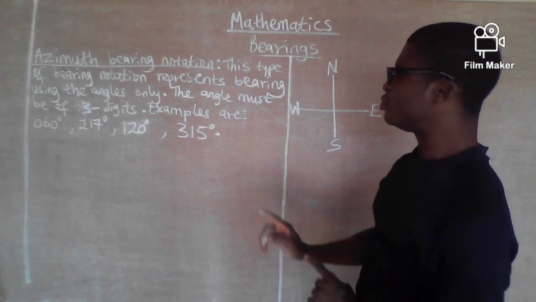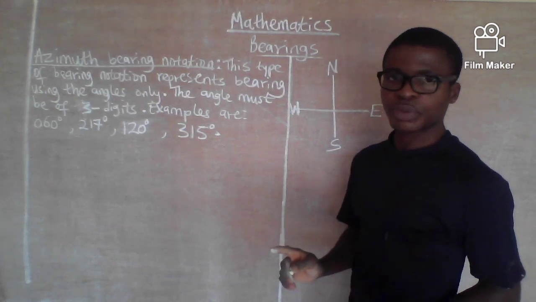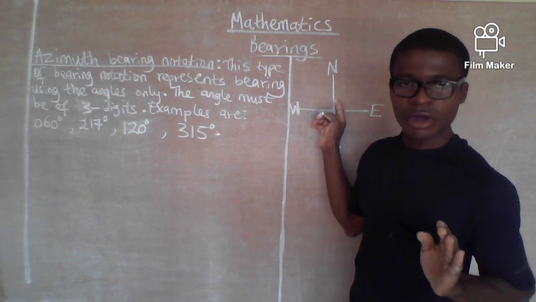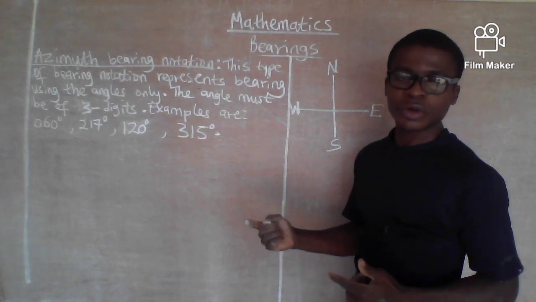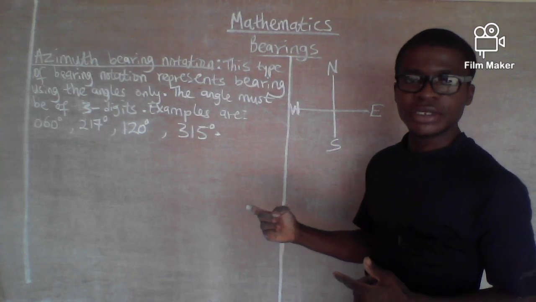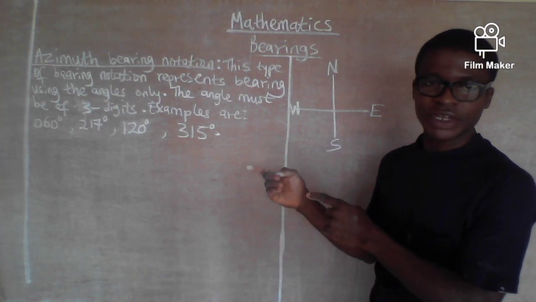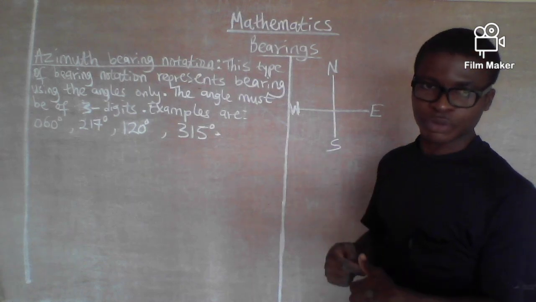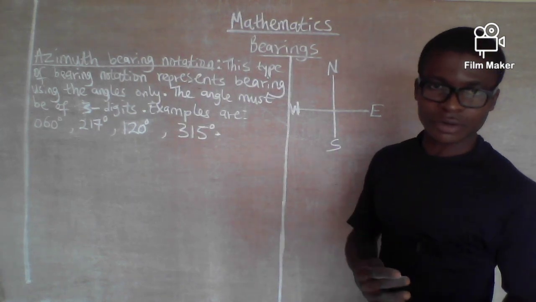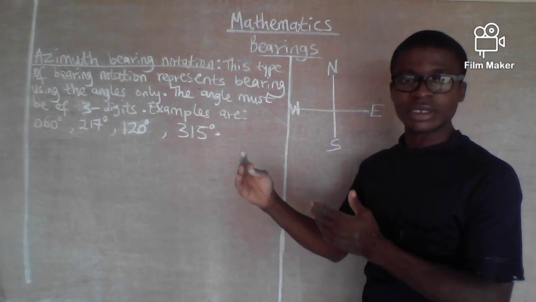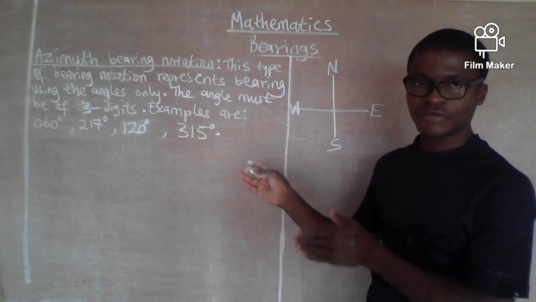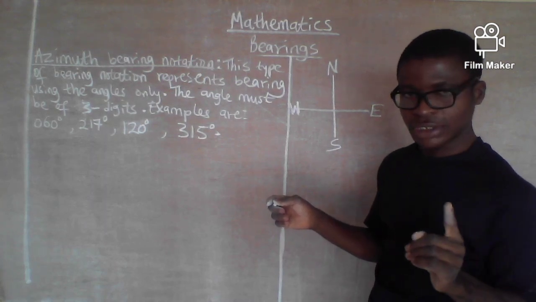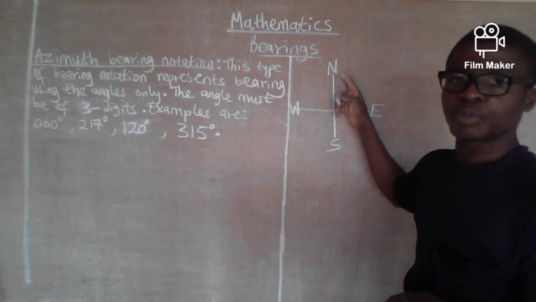Now for azimuth bearing notation, the reference point is always the cardinal point north. It doesn't change. Unlike the quadrant bearing notation where the reference point is the first cardinal point. So if the first cardinal point is north, then north is the reference point. If the first cardinal point is south, something like south 75 degrees east, then the cardinal point south is the reference point. But for azimuth bearing notation, the reference point doesn't change. The reference point is always the cardinal point north.